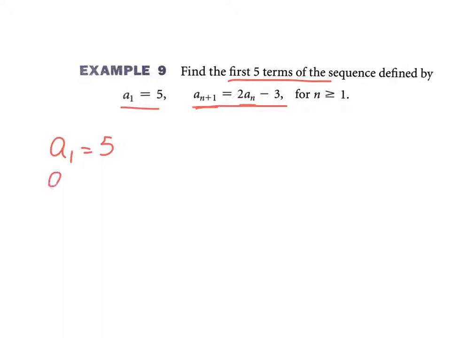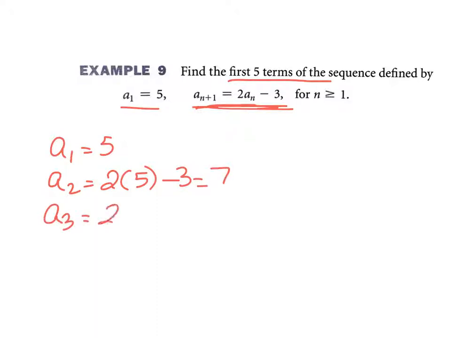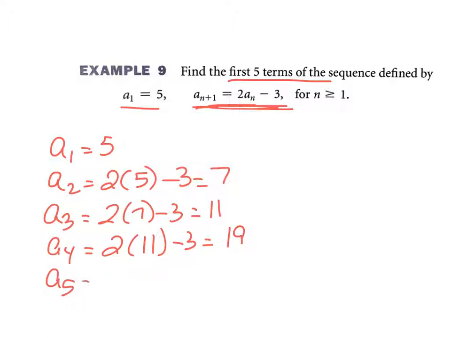So if I come down here and want to find A2, I'm going to say 2 times the previous term, which was 5, minus 3. That would give me 7. If I'm going to find A3, I'm going to do 2 times the previous term, which was 7, minus 3. That would give me 11. To find the 4th term, I would do 2 times the previous term, minus 3, which is 19. And to find the 5th term, which is the last one, 2 times the previous term, minus 3, and I would get 35.